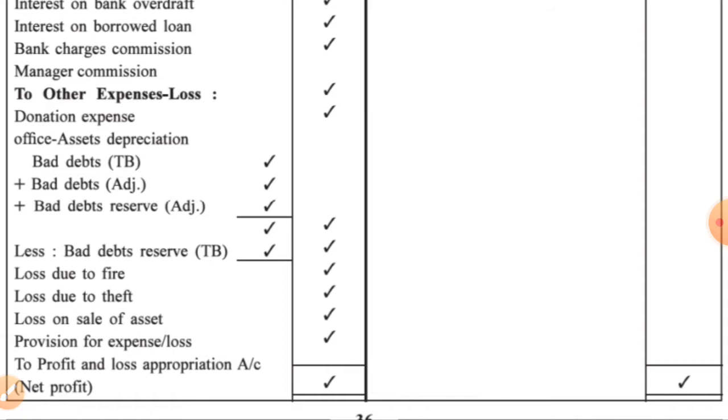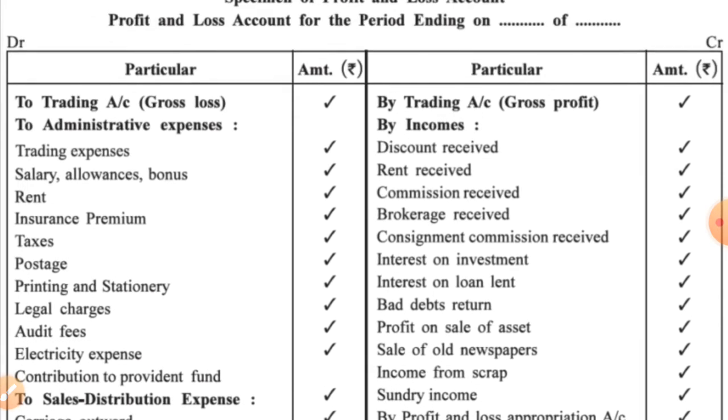So after preparing the net P&L account, the next account that we have to prepare is the profit and loss appropriation account. If the difference comes on the debit side, then it is net profit. Now let us have a glance at the credit side of the P&L account. The first entry would be gross profit.